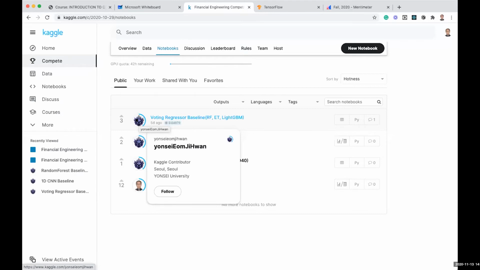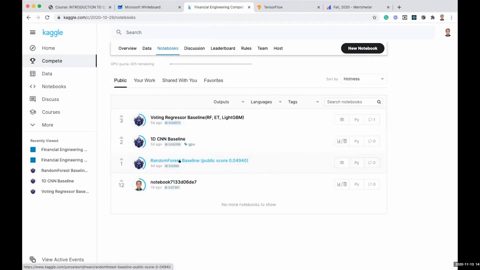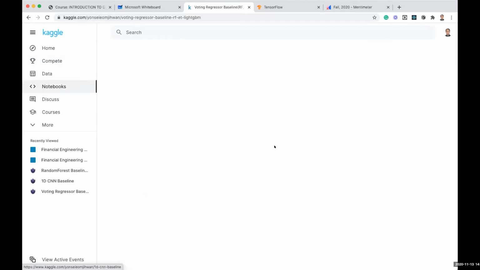He's a student of this class, but he is from another department, and he already knows a lot of machine learning. So he sent me an email that he can present other techniques to other students so that they can learn. So I allow him to do that, and he uploaded some other things here. For example, the random forest baseline, 1D CNN baseline, and regression baseline. Those are all different machine learning techniques that can be applied to our data set. So if you want to use that, yeah, you can refer to that.